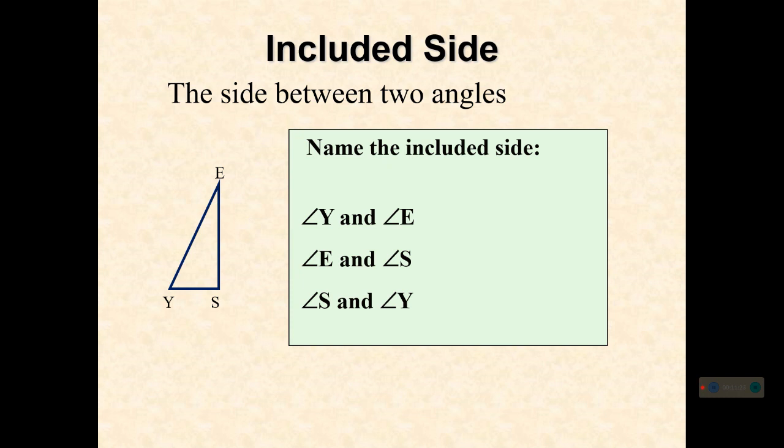Okay? So let's name the included side between angle Y and angle E. That is correct, we have segment YE. How about in angle E and angle S? Yes, segment ES is correct. How about in angle S and angle Y? What is the included side? Yes, that is segment SY or side SY. Okay, any question?